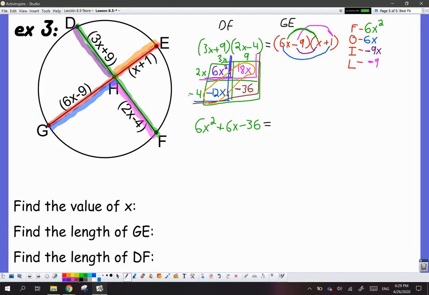And so again, I can see that since these two terms have just x in them, these are my x terms, I can combine them. So let's start by writing out first 6x squared, because that's my first term in this equation. So 6x squared, and then I have 6x minus 9x. I can combine those two to get negative 3x. So minus 3x, and then finally minus 9.